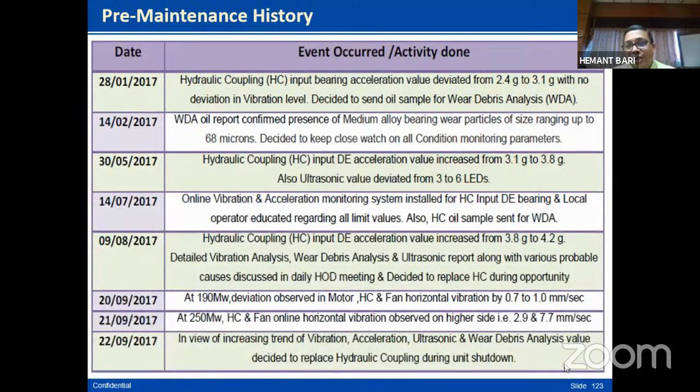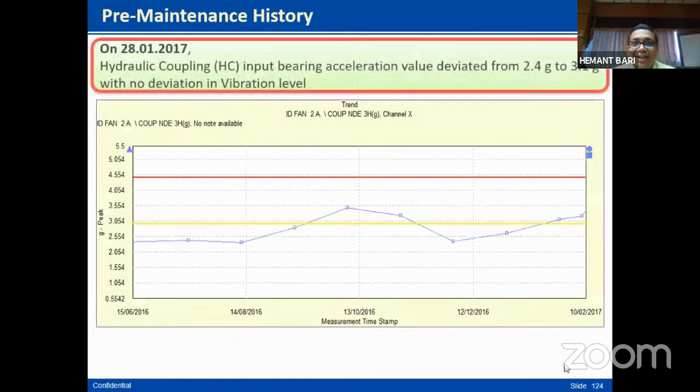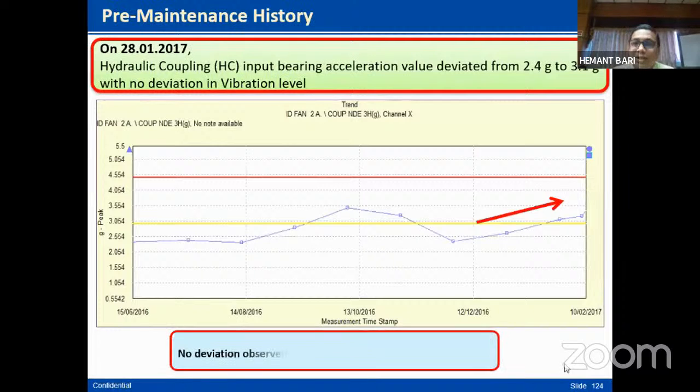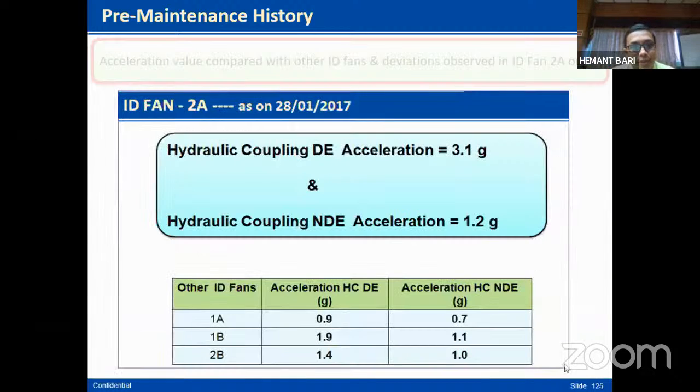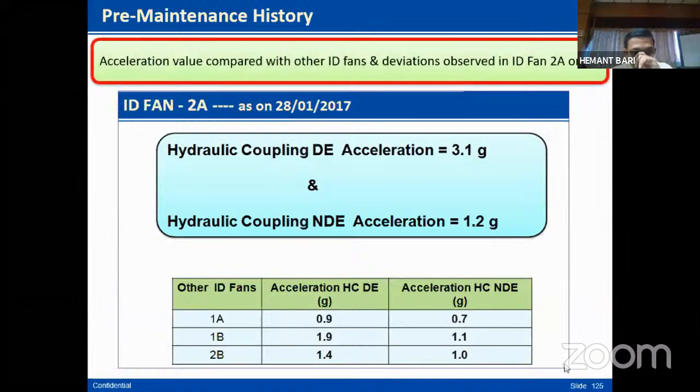This was the history for 9 months. I will show you step by step. So pre-maintenance history, what happened? The acceleration value was increased from 2.4 to 3.1 and no deviation in any parameters of hydraulic coupling. We compared for similar machines. We have similar 4 fans. So for hydraulic coupling 2A, the acceleration value was on higher side. We suspected a bearing damage.